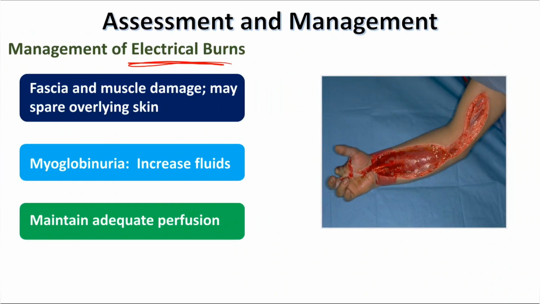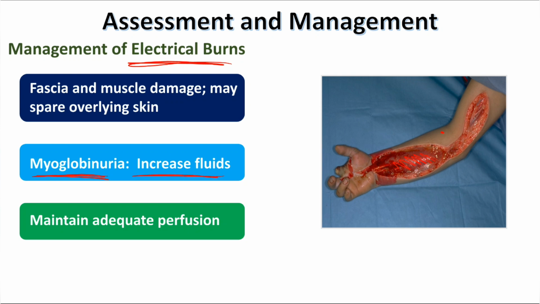About electrical injury, usually when there is electrical injury, there will be fascia, muscle damage, subcutaneous tissue, even bone damage. Sometimes there might be a very trivial injury, a very trivial burn surface, but inside there is a lot of tissue damage. Sometimes there might be destruction of the tissues leading to release of myoglobin, which obstructs the tubules of the kidney, leading to kidney failure.